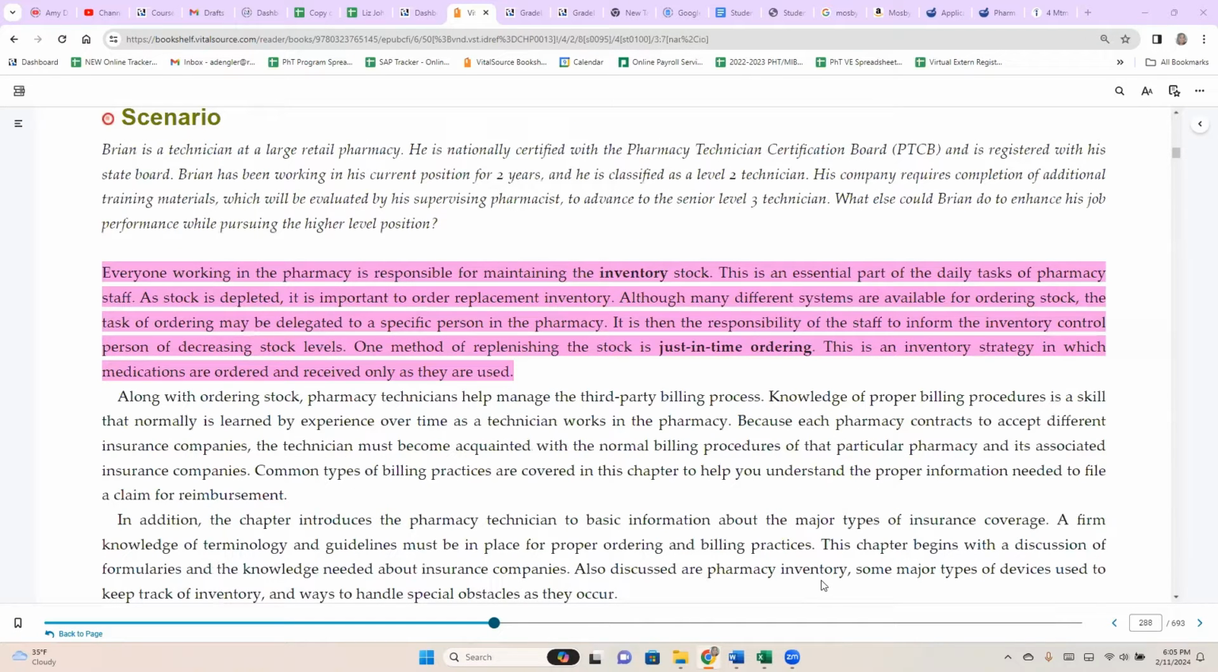Everyone working in the pharmacy is responsible for maintaining the inventory stock. This is an essential part of our daily task as a pharmacy technician or in the pharmacy as a staff member. As stock is depleted, it is important to replace inventory. Although many different systems are available for ordering stock, the task of ordering may be delegated to a specific person in the pharmacy. It is then the responsibility of the staff to inform the inventory control person of decreasing stock levels. One method of replenishing the stock is just in time ordering. This is an inventory strategy in which medications are ordered and received only as they are used.